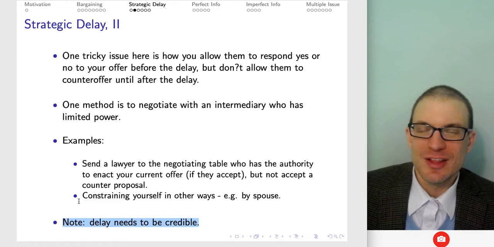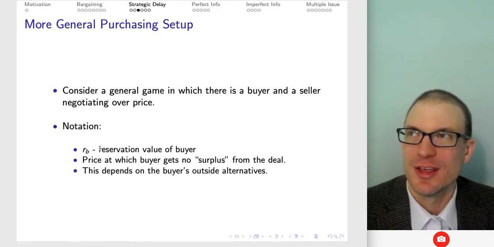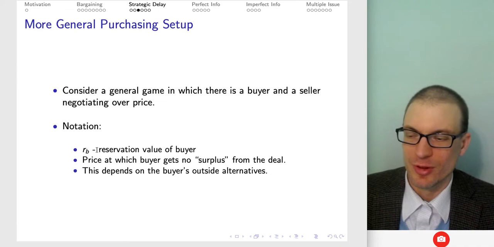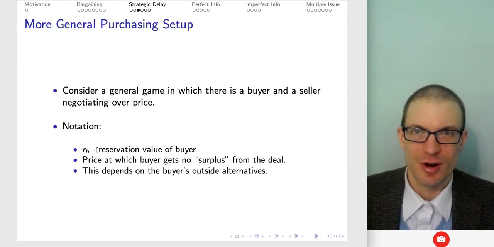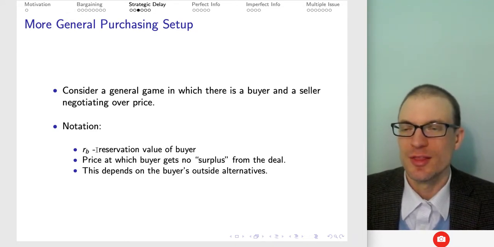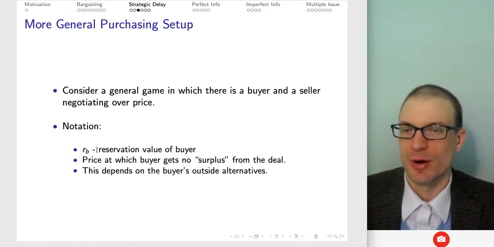Note the delay needs to be credible, because the idea is that it's the threat of the delay that causes the earlier agreement. If it's not credible, then once you're faced with the decision of whether you want to delay, if it's not in your interest to delay, you actually wouldn't. So then that loses that strategic power.